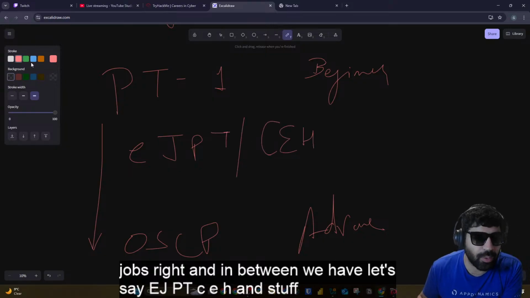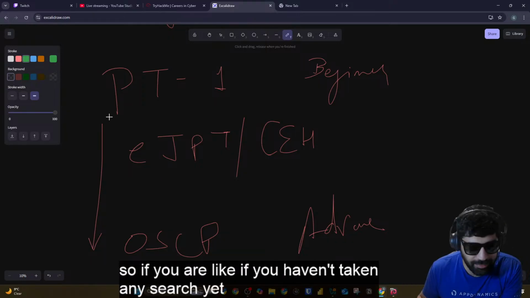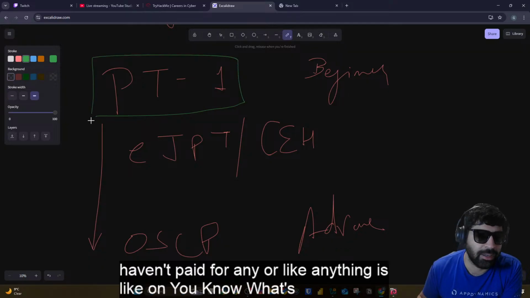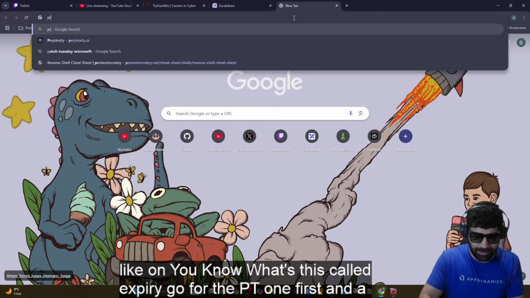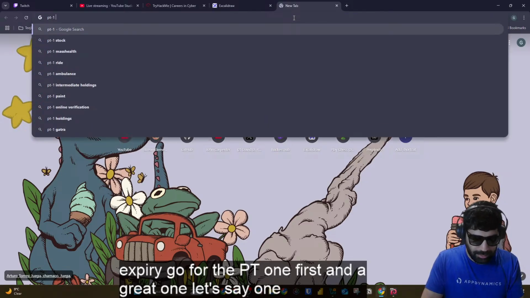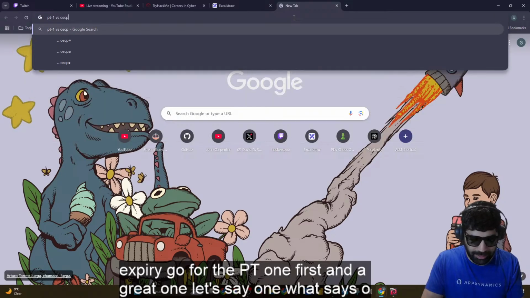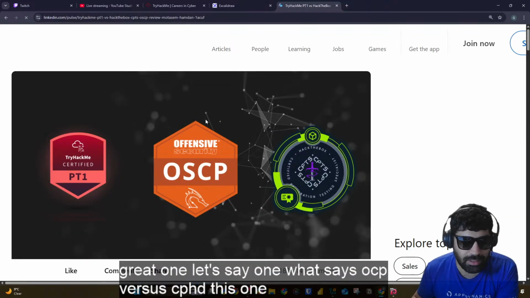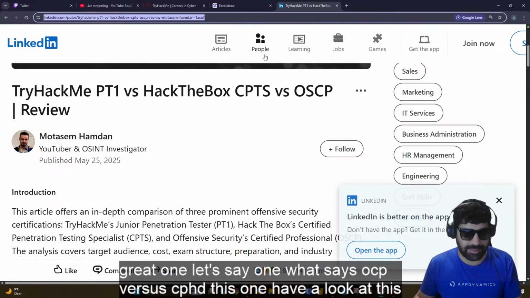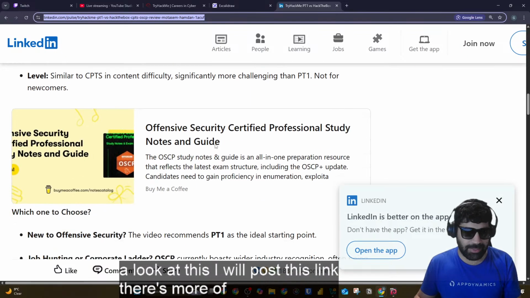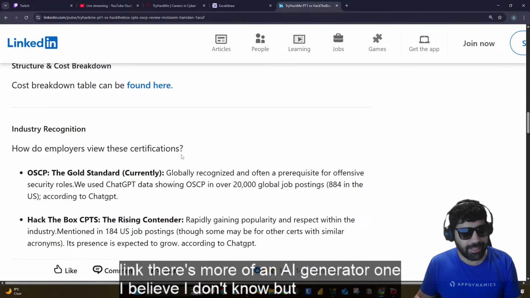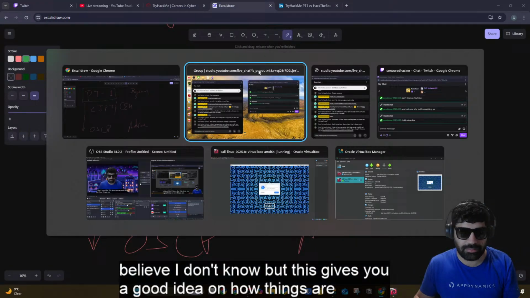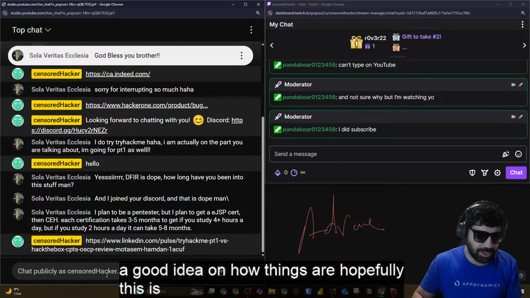So if you haven't taken any cert yet, or you haven't paid for any, or anything is on, what's this called, expiry, go for PT1 first. And a great one: PT1 versus OSCP versus CPTS. Have a look at this. I will post this link. This is more of an AI generated one, I believe. I don't know, but this gives you a good idea of how things are. Hopefully this is helpful, bro.